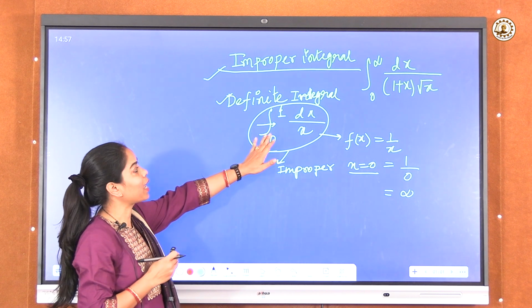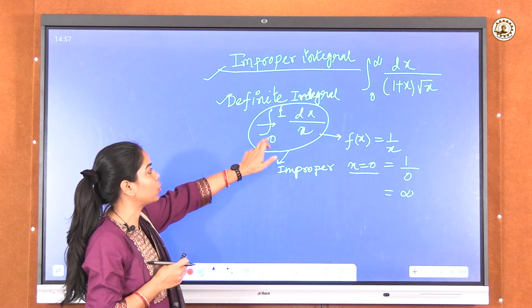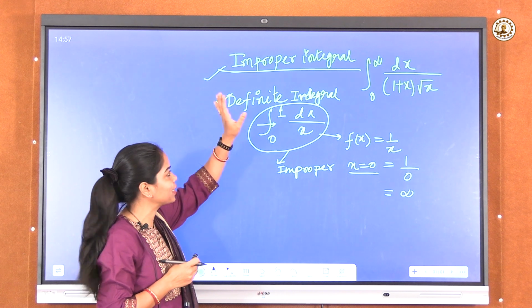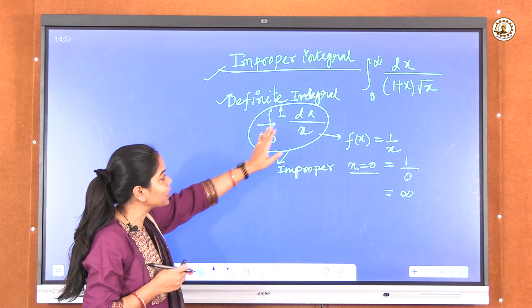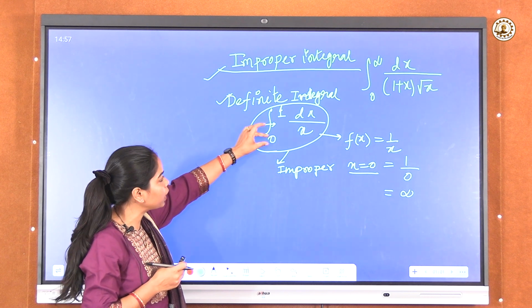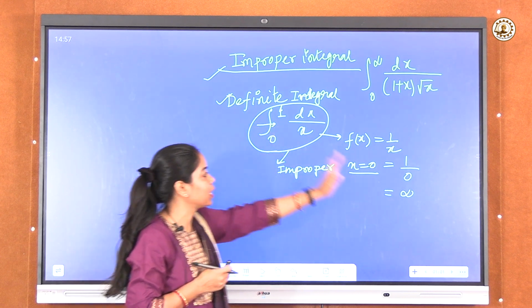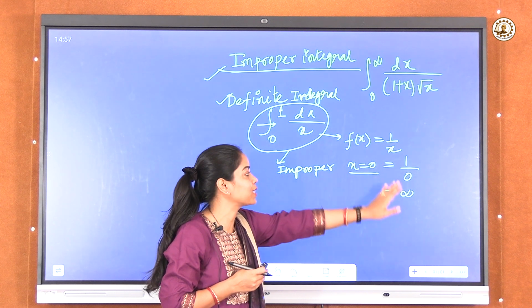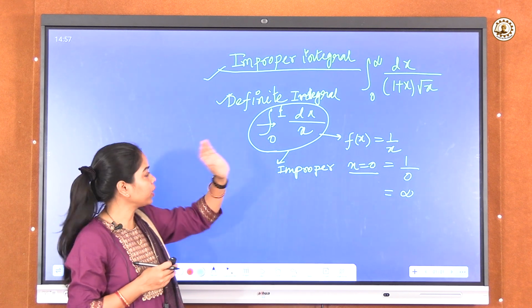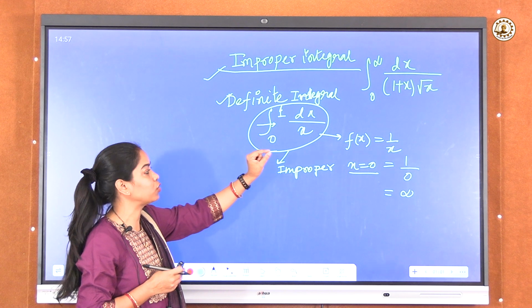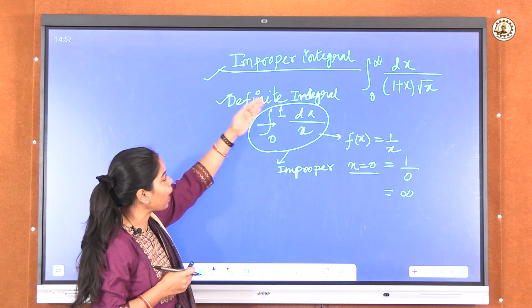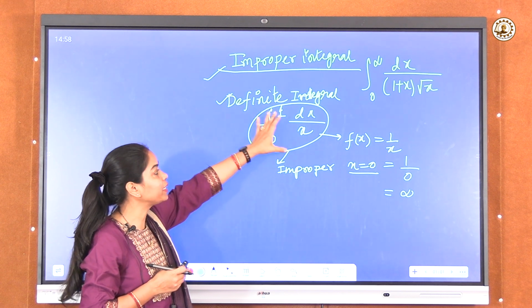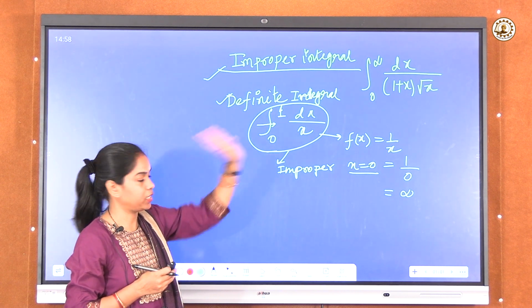So in spite of this integral having a lower limit and an upper limit, it is not definite. This is an improper integral since at the lower limit the function has an infinite value. So if we get an infinite value of the function at the lower limit or upper limit, then the integral is called an improper integral.